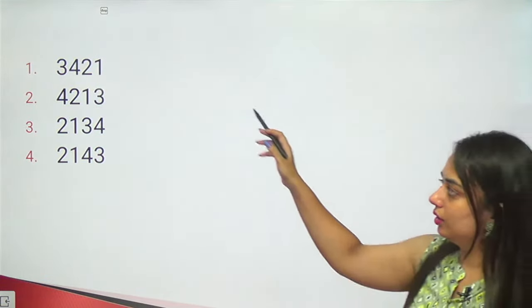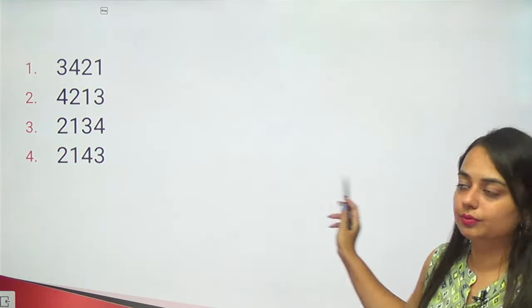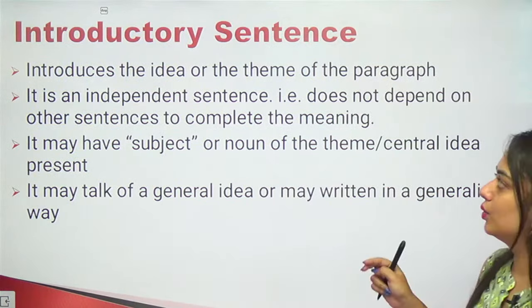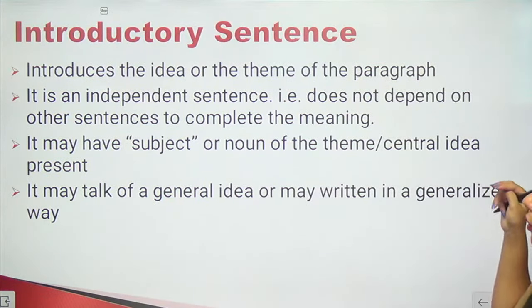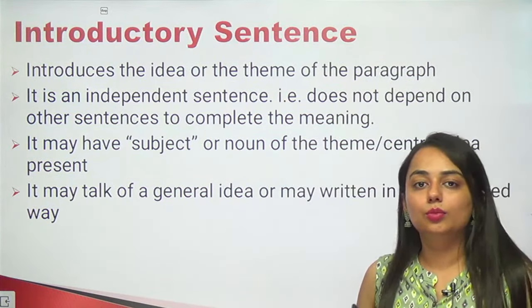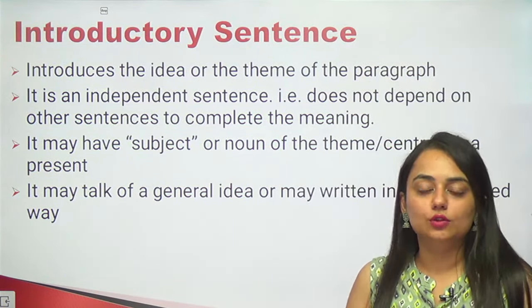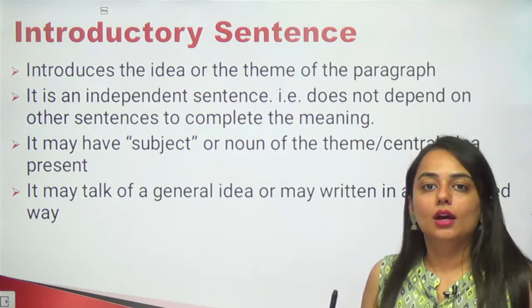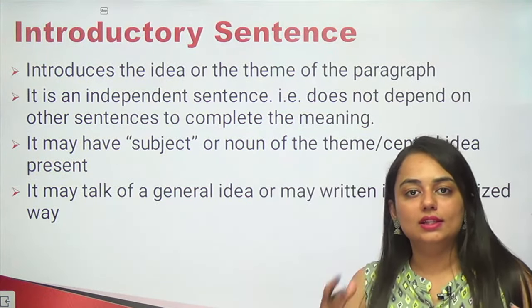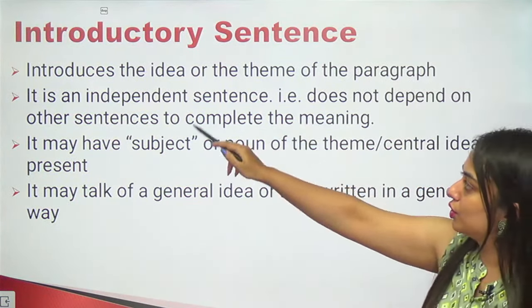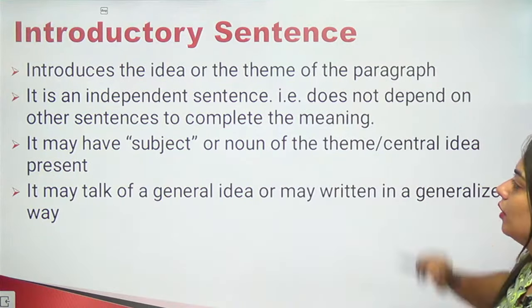So again, the options have been given to you. So now, introductory sentence. The introductory sentence introduces the idea or the theme of the paragraph. So it is of utmost importance that first of all you guess the introductory sentence, and then logically you'll be more able to guess the following sentences. So the introductory sentence introduces you to the idea or the theme of the paragraph.